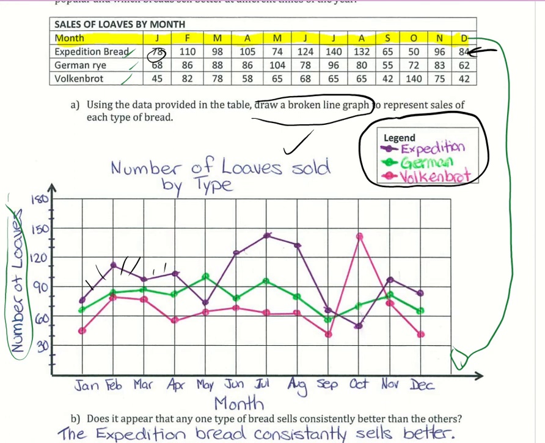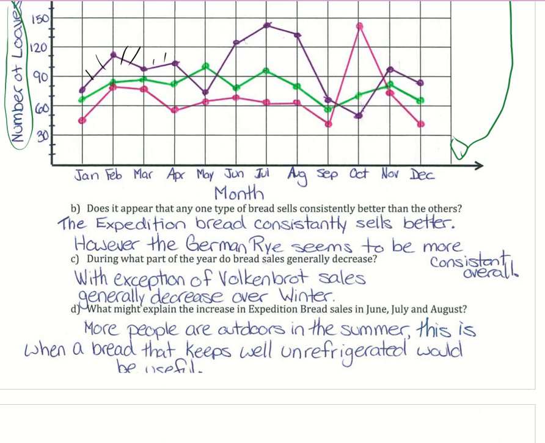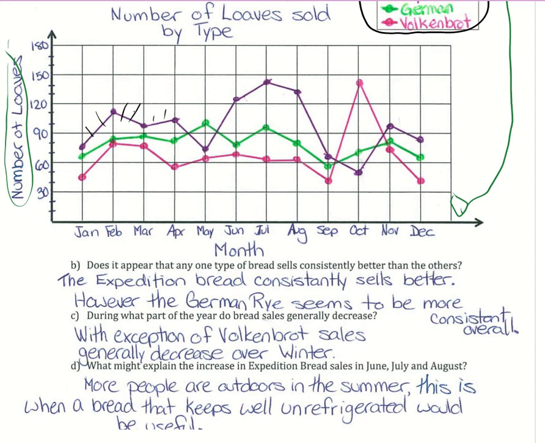So now that you've set up your graph based on the data that was there, then you can start answering questions. So this one says, does it appear any one type of bread sells consistently rather than another? Well, you can see here, if you look at the Expedition bread, you can basically see it's always kind of at the top. It dipped here, obviously, but for the most part, for most months, it was so even like 1, 2, 3, 4, 5, 6, 7, 8, 9, 10. 10 of the 12 months, it was the best-selling bread. All right, so definitely that's why you can say the Expedition bread constantly sells better.